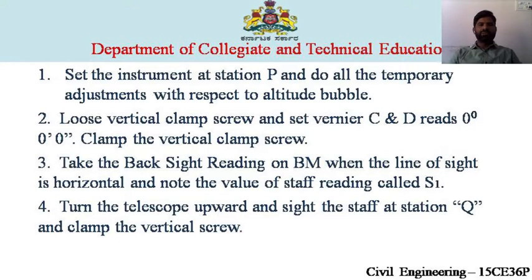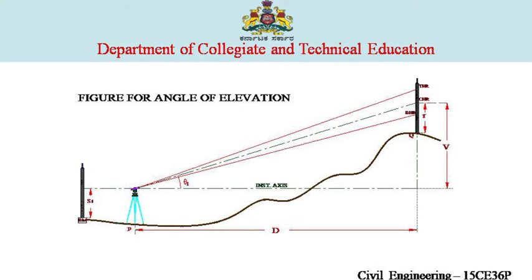The second step is loose the vertical clamp and set the verniers C and D to read 0 degrees 0 minutes 0 seconds, and clamp the vertical clamp screw. We need to ensure that the readings in the verniers C and D are against 0 reading. That means we need to make the telescope truly horizontal.